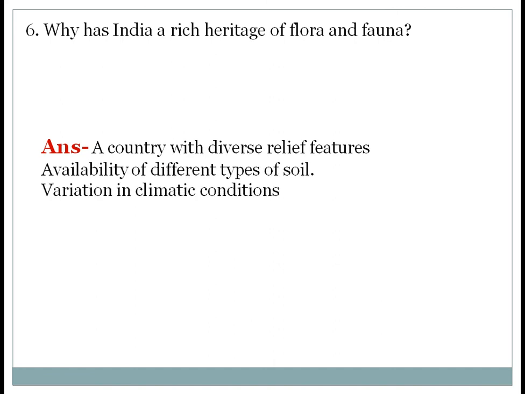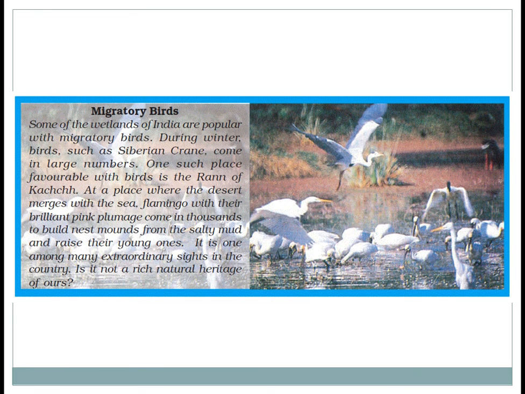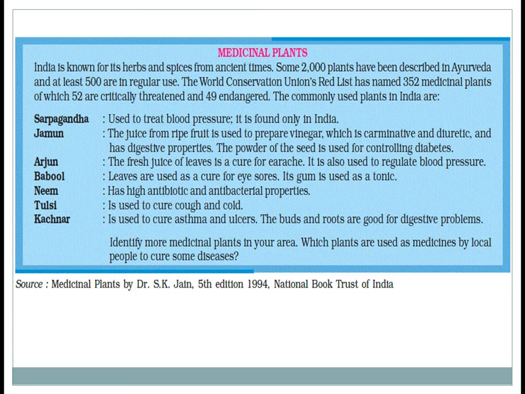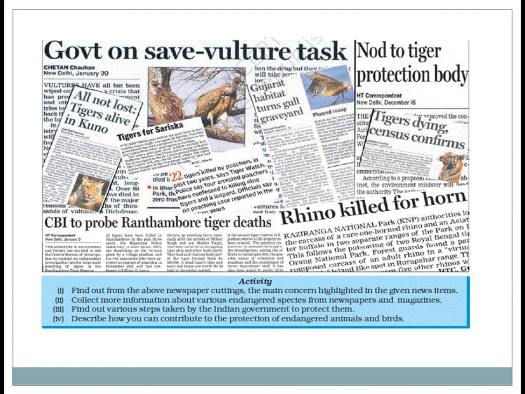Moving toward the next question, question number 4. Distinguish between flora and fauna. It can be asked as plants and animals. It can be asked as natural vegetation and wildlife. So you have to give the distinguishing points for flora and fauna. Let's check out the answer.